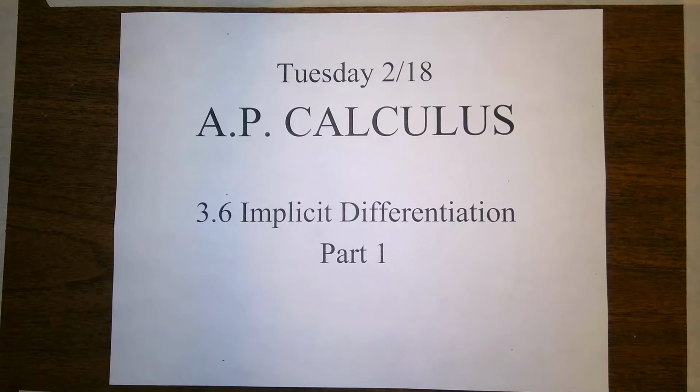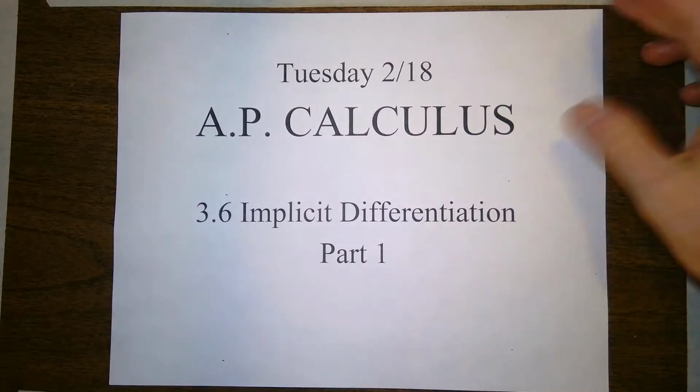But for today, we're going to continue now. We're going to talk about another type of differentiation, something called implicit differentiation. Implicit differentiation versus explicit. What we've been doing up till now has been explicit differentiation. Let me explain the difference.